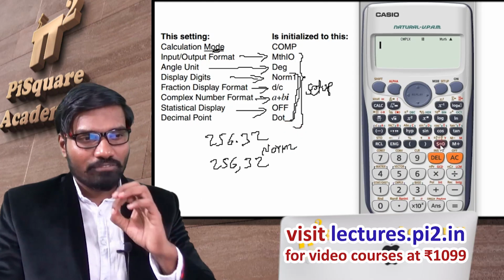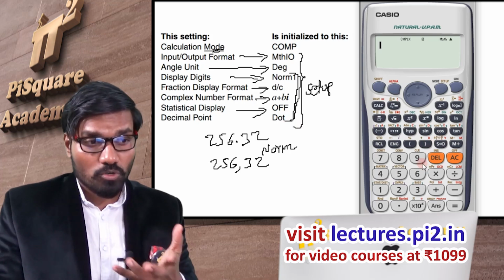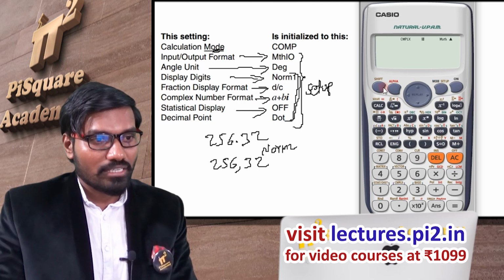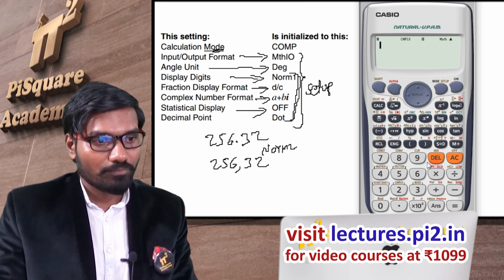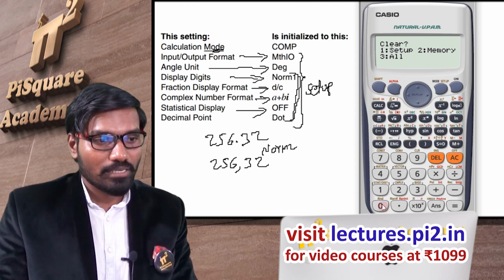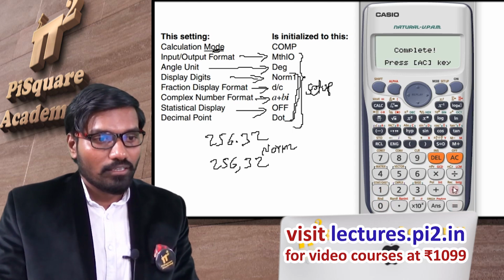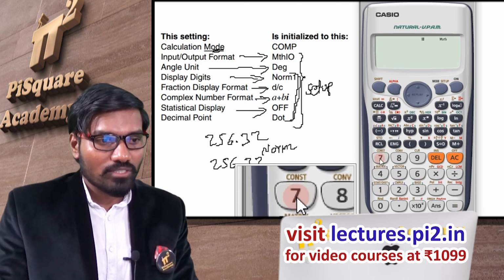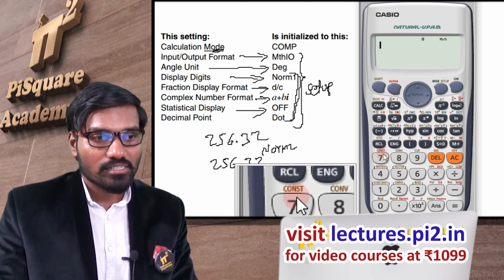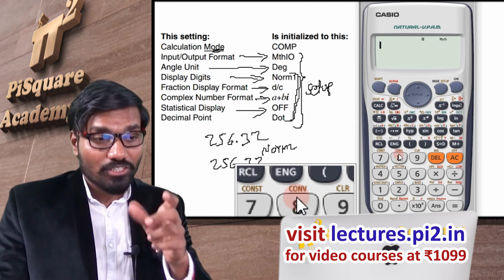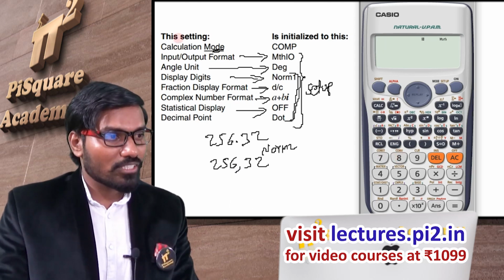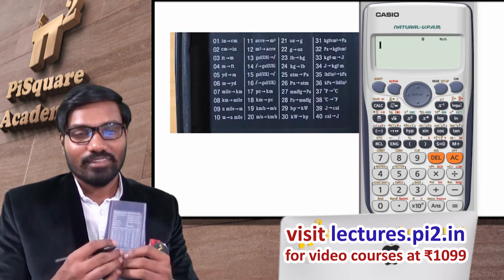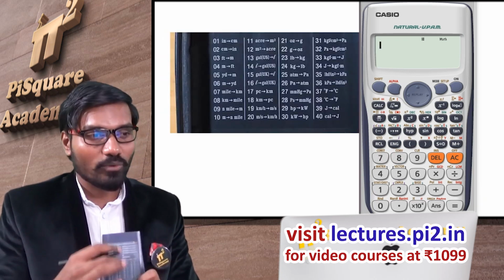Now let me end with another interesting point, which of course most of you might be using, but some people may not use also. Let me reset the mode: shift, clear, only setup, I'm just clearing it. Okay, what are these options? Just above this 7 we have something called constant, and this has conversion. I think when you're using the calculator, at the back cover some values will be written over here, right?